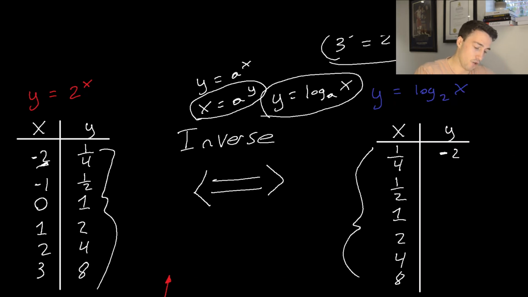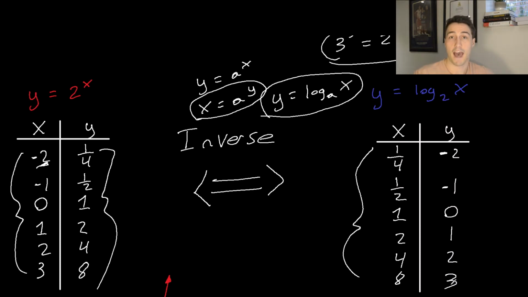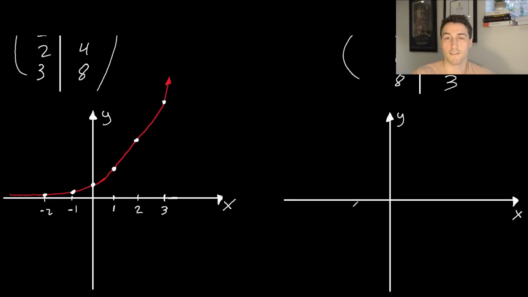And now in the new y column, which is this x column over here, we're going to have negative 2, negative 1, 0. I should line these up a bit better. This is negative 1, 0, 1, 2, and 3. And that would be a way to represent it using a table of values to get the logarithmic function. And this process of either solving for x and y algebraically, so flipping where the x and y are in the expression, that can be used for any function.